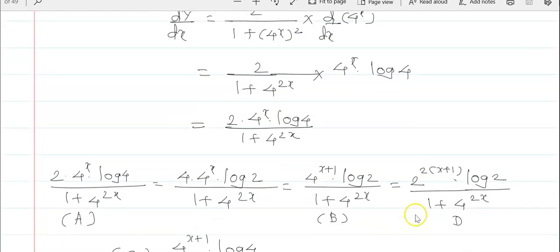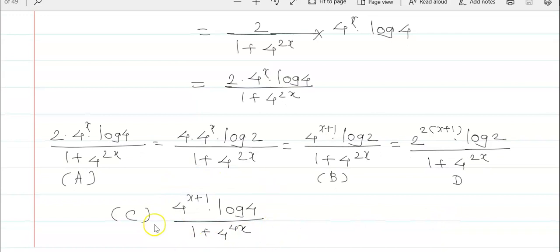Now all these answers can be written as: 2 times 4 raised to x log of 4 upon 1 plus 4 raised to 2x. Now again this 4 means what? 2 raised to 2. When this 2 comes here, then it becomes 2 into 2, 4 raised to x into log of 2. Next, this 4 raised to 1 and 4 raised to x becomes 4 raised to x plus 1 log of 2 upon 1 plus 4 raised to 2x. What's happening next? That 4 means what? 2 raised to 2. That is 2 raised to 2 in bracket x plus 1 log of 2 upon 1 plus 4 raised to 2x. All the options A, B, D can be converted, only option C is not there. Therefore, this is the incorrect one. We cannot express it like this. Therefore, the answer is C again.